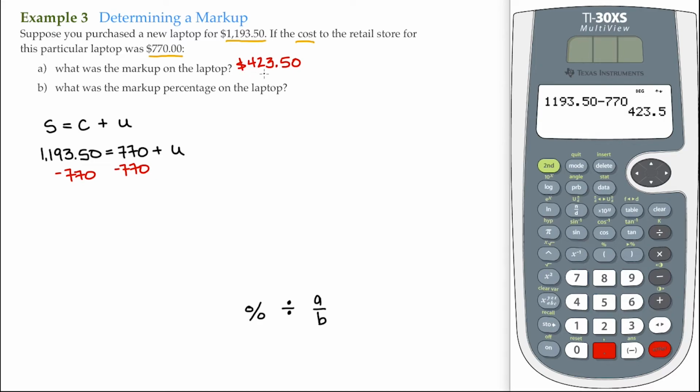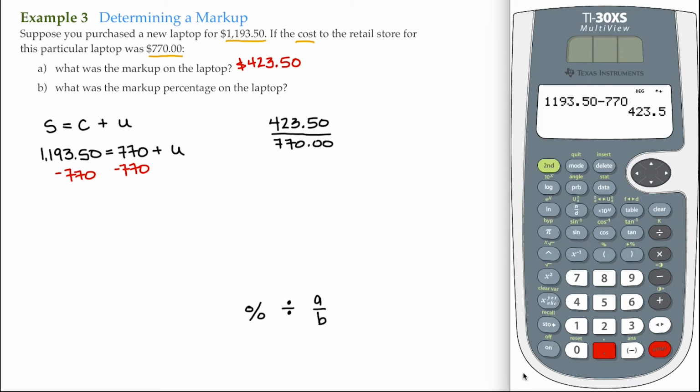This $423.50 is part of the $770. In order to be able to determine what part, we're going to write it as a percentage, or we're going to wind up doing some division. So we'll take $423.50, and that is what part of $770?